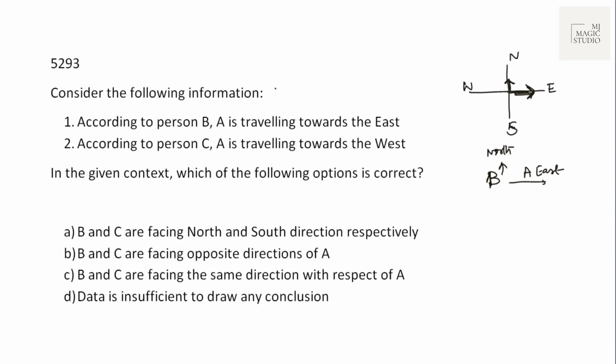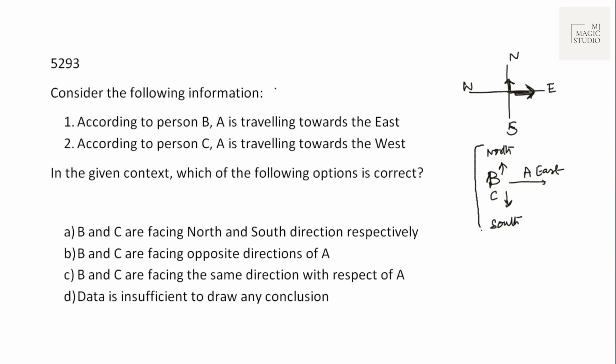Now, according to another person C, A is traveling towards the west. That means if I rotate it, this person C is facing towards south. Clear? And if he is facing towards south and A is moving towards its left, then normally what he thinks is that he is facing towards north, and if someone is facing towards north, walking towards left means walking to the west.